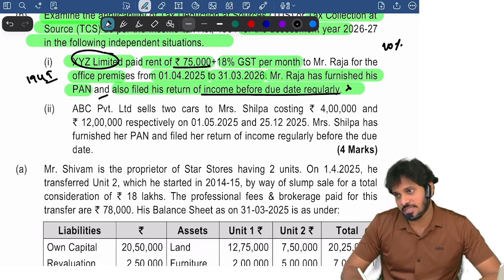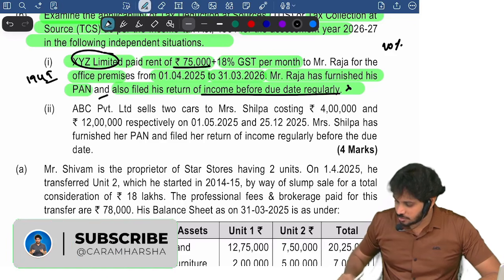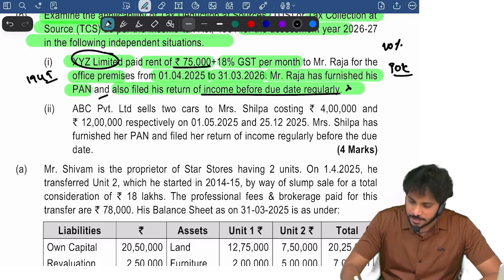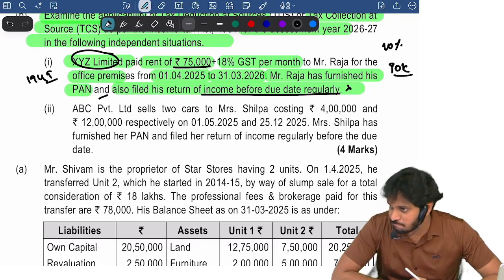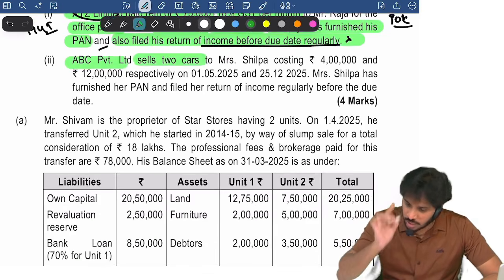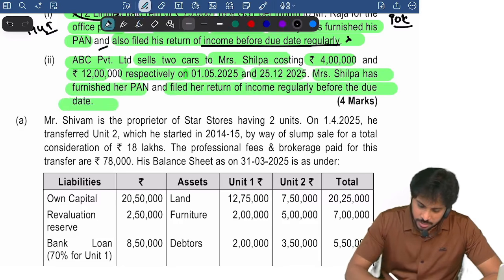75,000 into 12 months into 10%. 75 into 4, 3 lakhs. 3 into 4, 12. 12 lakhs into 10%. No, sorry. How much is that? 75,000 into 12 months into 10%. 90,000 is the TDS. Correct? GST component, TDS will not apply. Yes or no? Next. ABC sells 2 cars to Shilpa costing 4 lakh and 12 lakhs respectively on 1st May and 25th December. Mrs. Shilpa has furnished PAN and filed return of income.